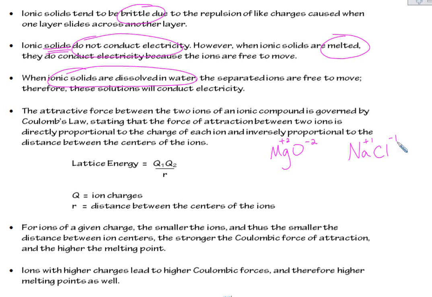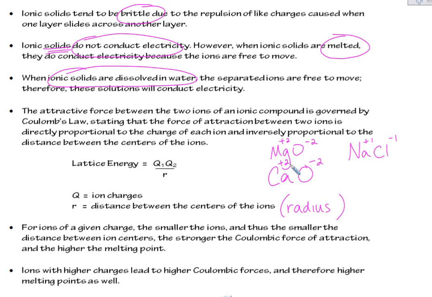The second factor that we may look at would be the distance between the ion centers, and that refers to the radius of those ions. We can just get this by looking at the periodic table and comparing trends in radius. So if I had two compounds that were both +2, -2, so maybe my other compound was something like calcium oxide, same charges, the stronger attractive force is going to be between smaller ions, where those nuclei are closer to the electrons.